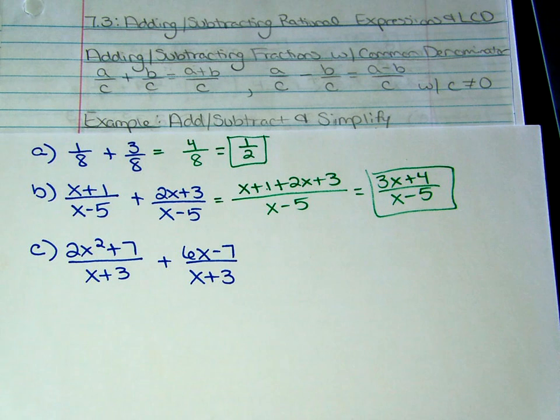That green is not going to make it. Now, as these problems get progressively harder, we will need to start checking to make sure that we can't factor and cancel out anything. In this case, 3x plus 4 has nothing in common. X minus 5 has nothing in common. There is nothing for us to factor out.